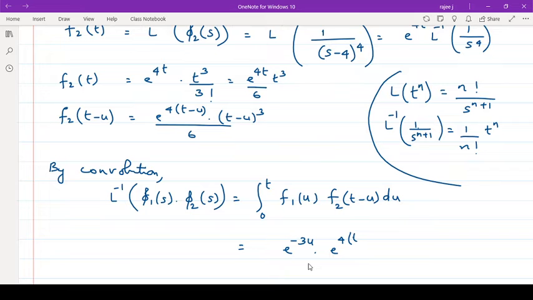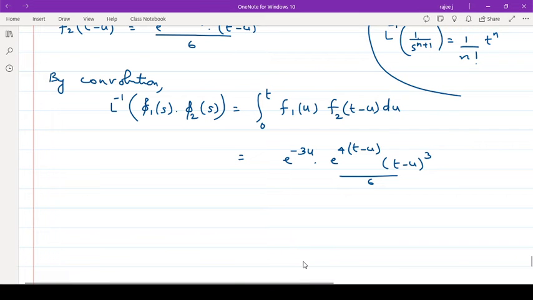Now you will just look at this one. When you integrate this, we need to integrate this term. Okay, so here when you expand this, e raised to 4t into e raised to minus 4u. So e raised to minus 3u, e raised to minus 4u, here you will get e raised to 7u and all. And here you need to expand this one, t minus u the whole raised to 3 upon 6.